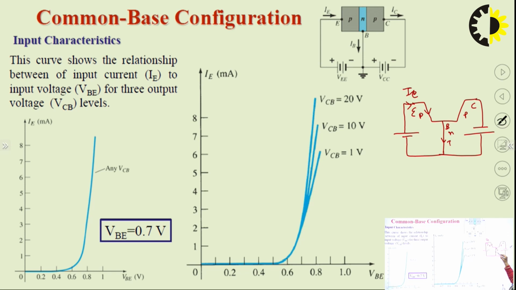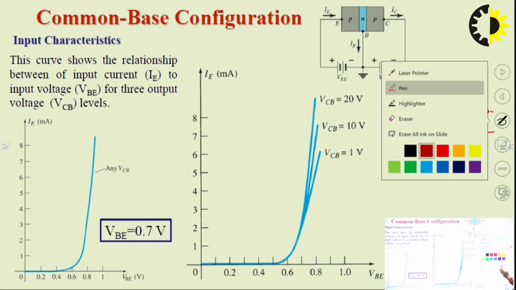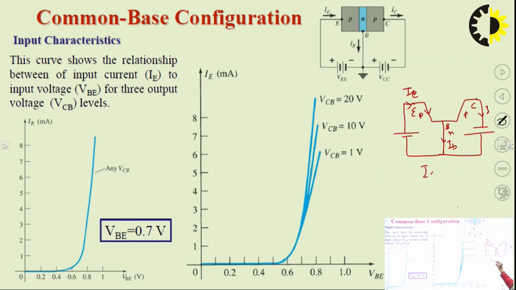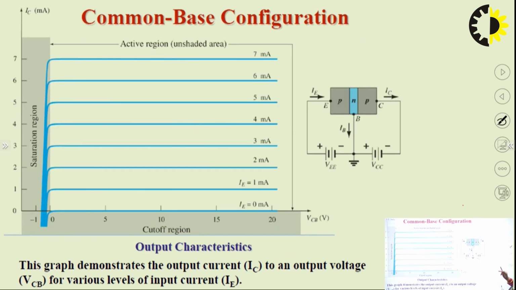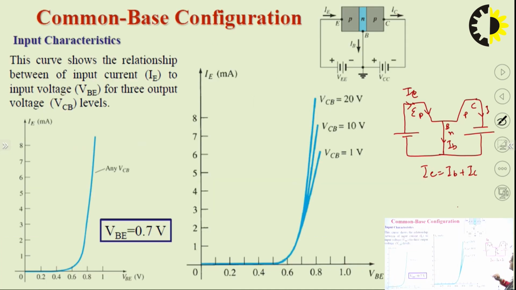So IE is the sum of IB plus IC, so it would be IB and IC here, because IE is the sum of IB plus IC. That's why this is written here. Okay, so IC is written here. So at the input side, input characteristics is generally plotted between the input voltage and input current at constant output voltage. So this is our input circuit.